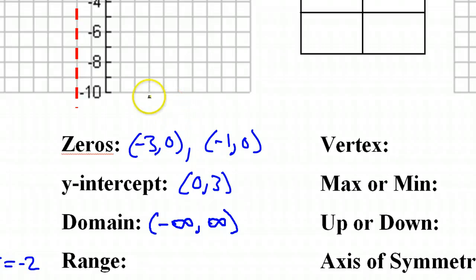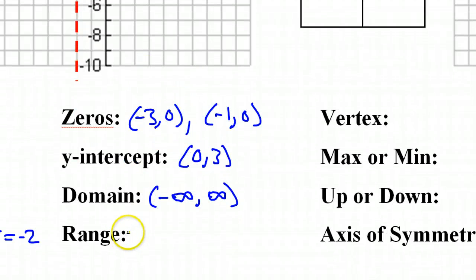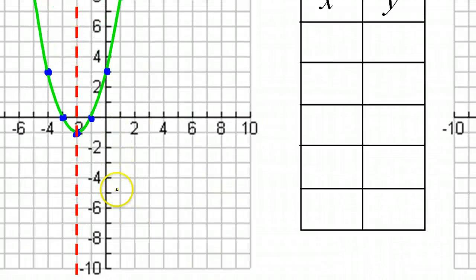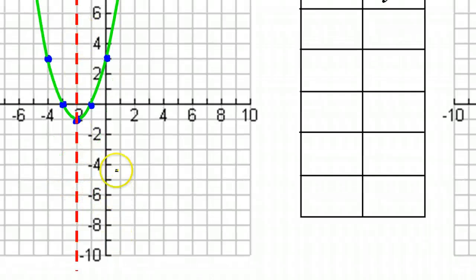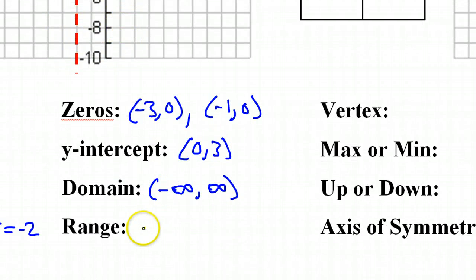Similarly, the range is the y values represented by the graph. So we ask ourselves, how low does the graph go and how high does it go? And you do need to give me the range in that order. It's got to be from bottom to top. It's always least to greatest. So the bottom is -1, and then it goes up forever. So -1 to infinity for the range.